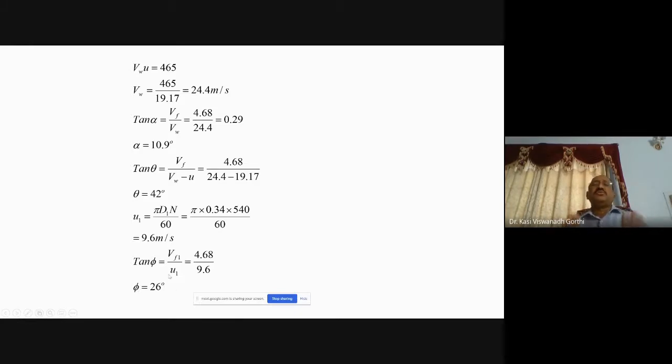So this constitutes the design. What we have done now: the breadth B, similarly the diameters D and D1, and the angles theta, alpha, beta, and phi, which constitute the hydraulic design of the modern Francis turbine runner. Okay, so this finishes the working of a reaction turbine, the modern Francis turbine.